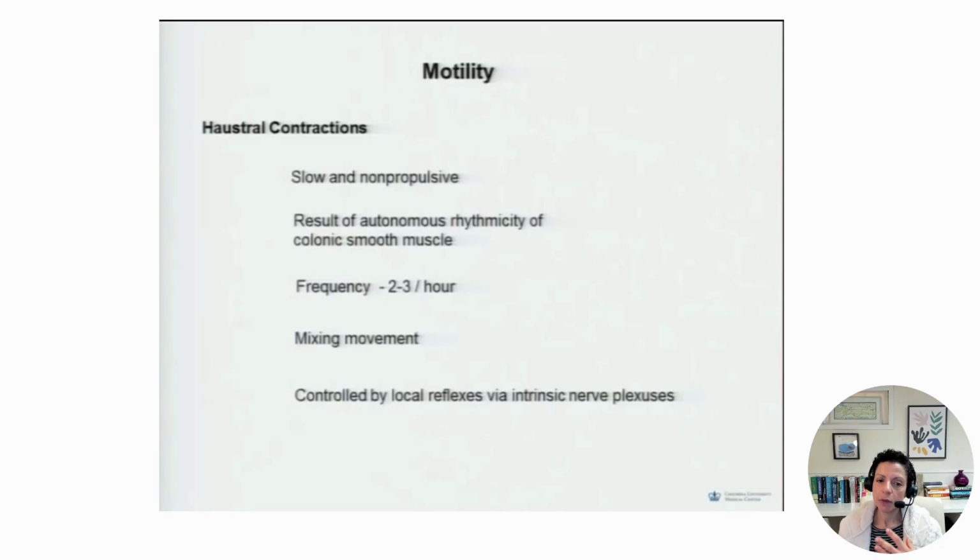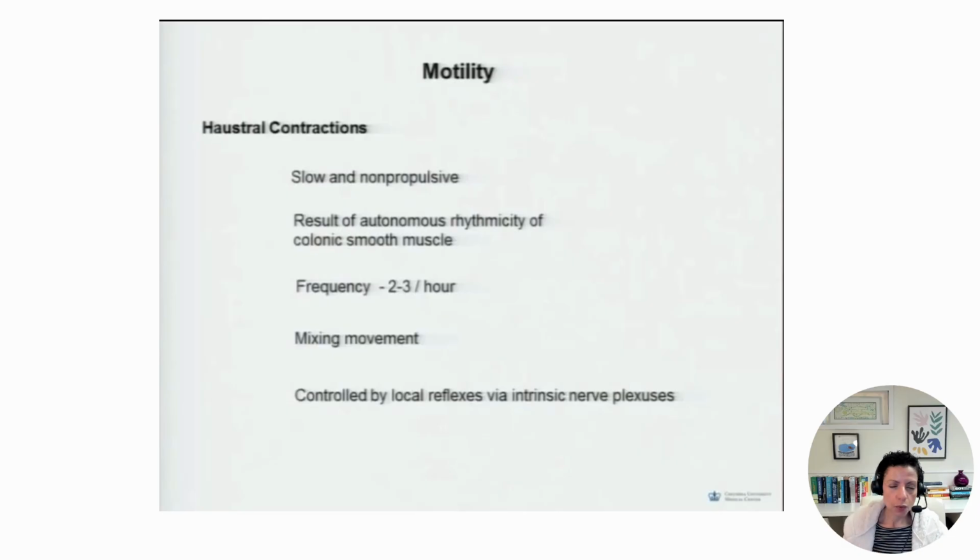So when we think about motility in the large intestine, we do have a form of motility that is peristalsis, and we also have a form of segmentation contraction. The segmentation contraction that happens in the large intestine is called haustral contractions. These are slow, they're non-propulsive, they're really the result of this autonomous, rhythmic, colonic, smooth muscle contraction. They happen at around 2 to 3 an hour, so they're really slow.